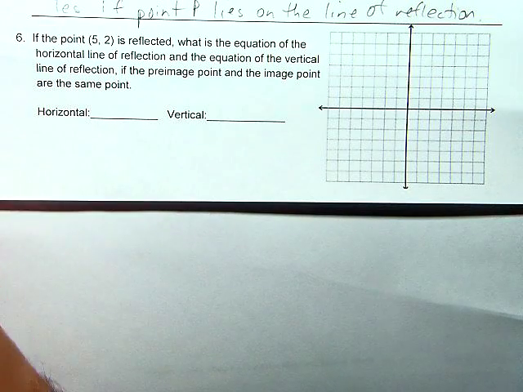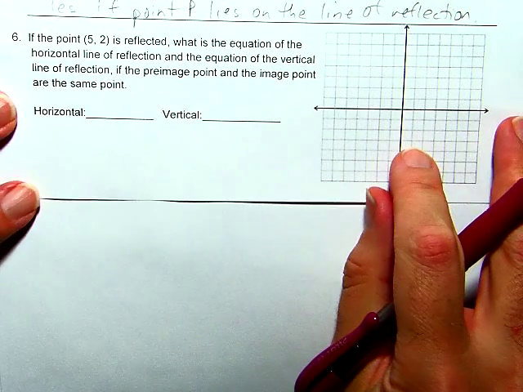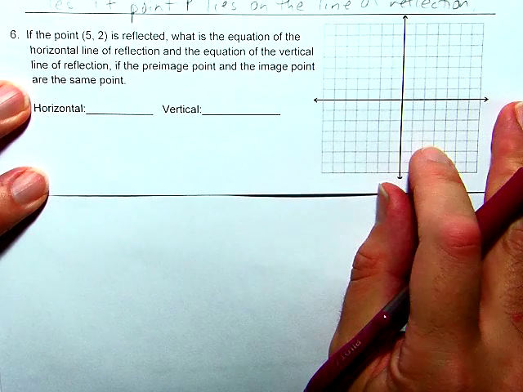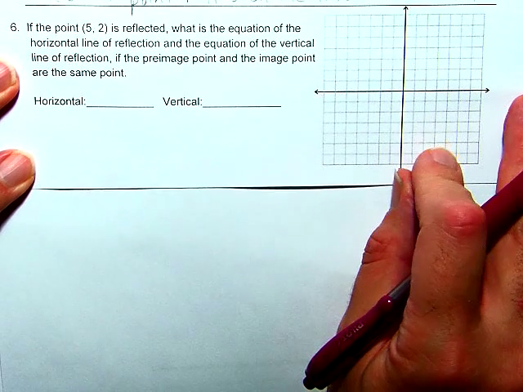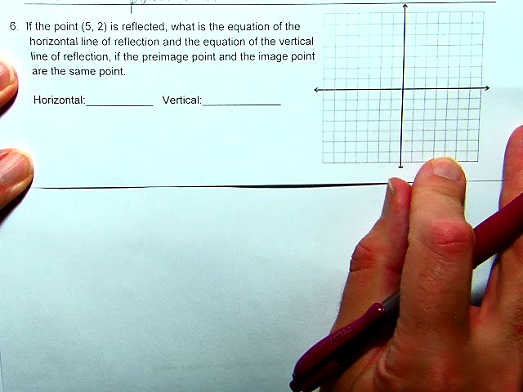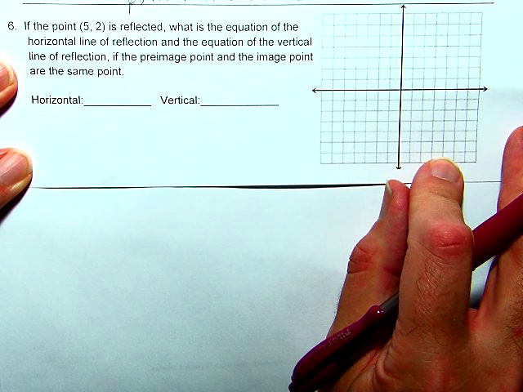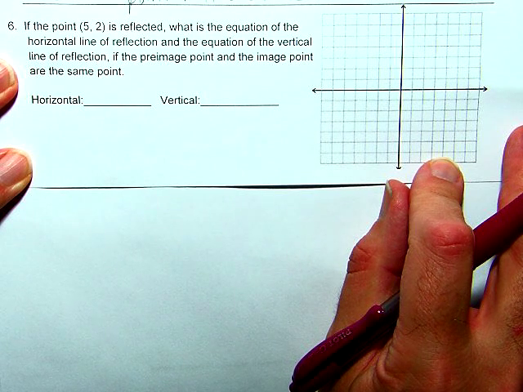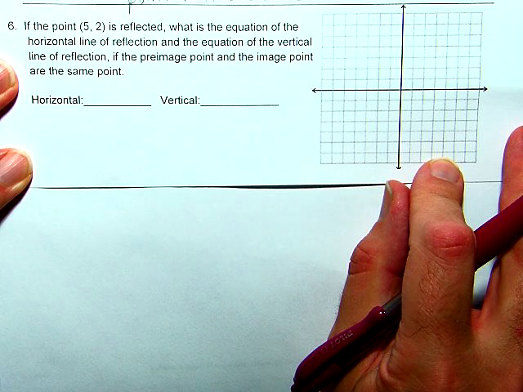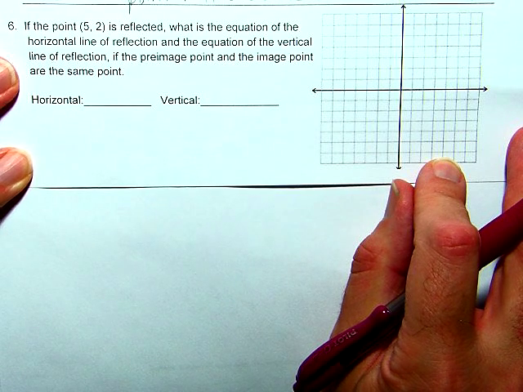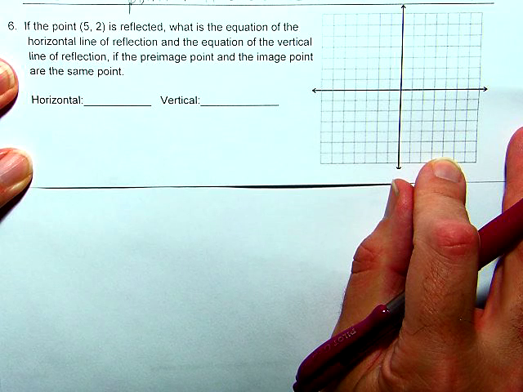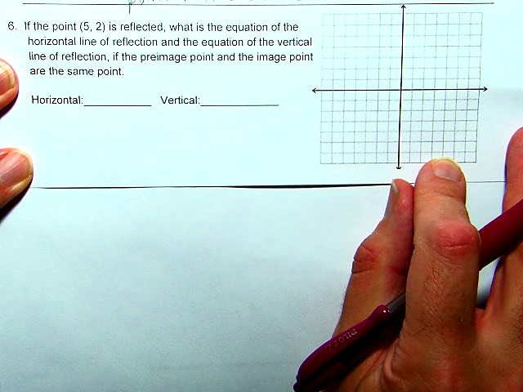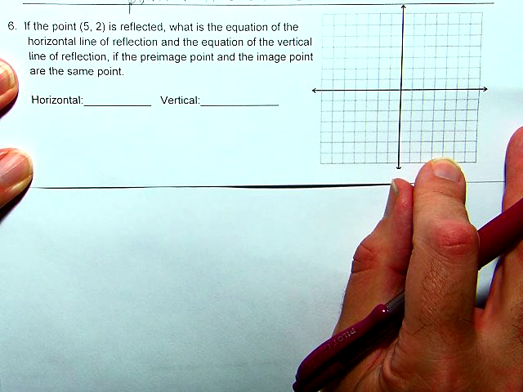So now let's go on to problem number 6, which reads, if the point 5, 2 is reflected, what is the equation of the horizontal line of reflection and the equation of the vertical line of reflection if the pre-image point and the image point are the same point? Okay, so it sounds as if they want us to come up with the equation of two different lines. One is the equation of a horizontal line of reflection, and the other would be a vertical line of reflection. And in both cases, the pre-image point and the image point have to be the same point.